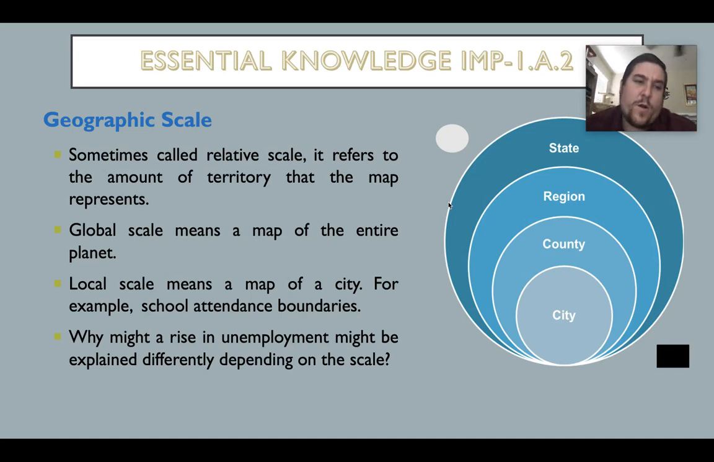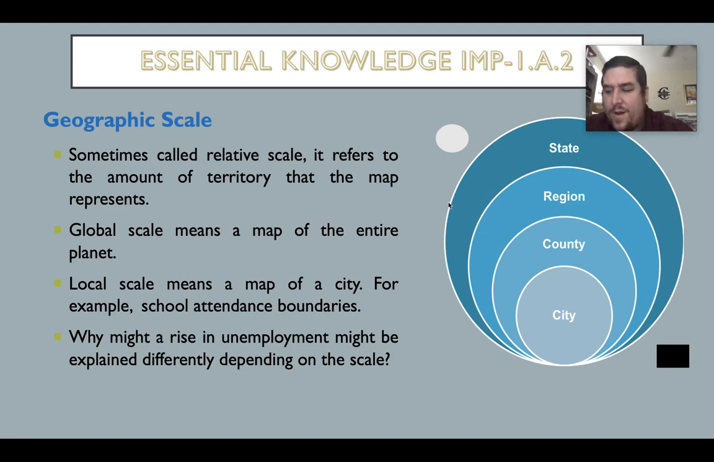Okay, so we talked about cartographic scale. The next type of scale we're going to look at is geographic scale. Essentially, geographic scale is the territorial extent that a map is representing. So if we're looking at a world map of data, that's a global scale. If we're looking at a group of countries, that might be a regional scale. All the way down to a local scale map, which would be like cities. So from there, we can analyze the data at that geographic scale for that map.